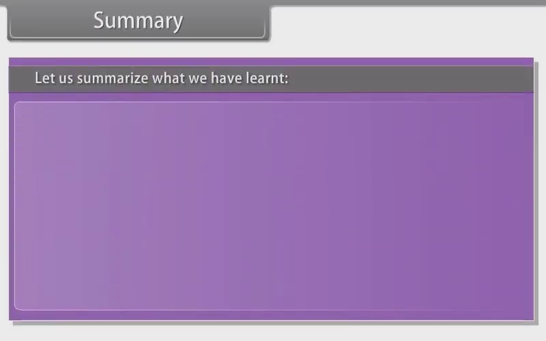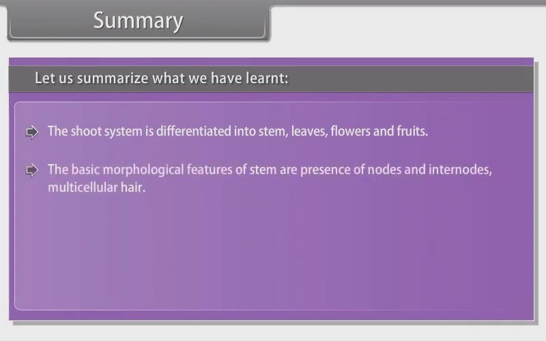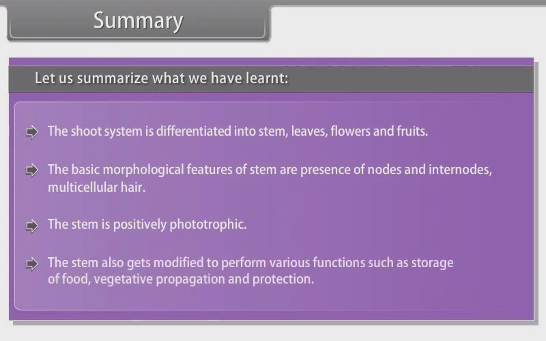Summary. Let us summarize what we have learned. The shoot system is differentiated into stem, leaves, flowers, and fruits. The basic morphological features of stem are presence of nodes and internodes, multicellular hair. The stem is positively phototropic. The stem also gets modified to perform various functions such as storage of food, vegetative propagation, and protection.